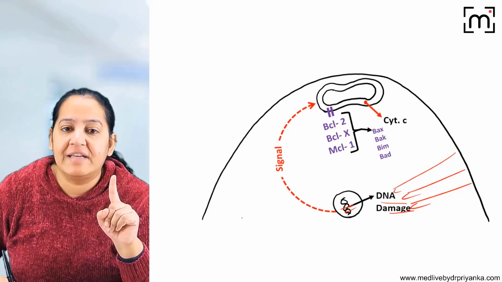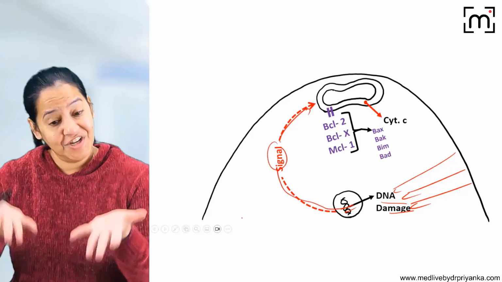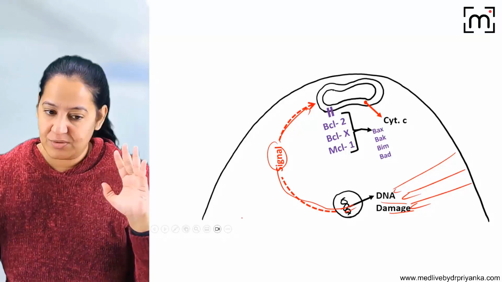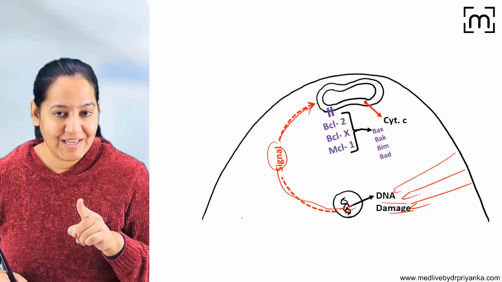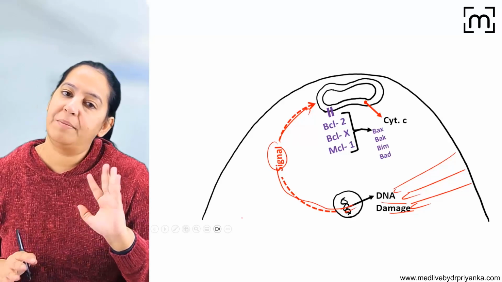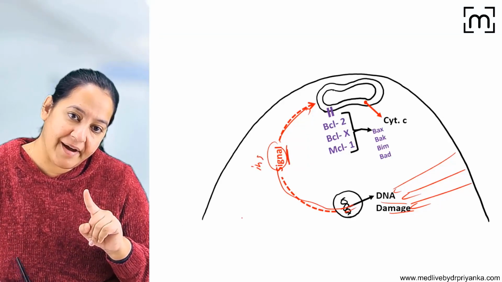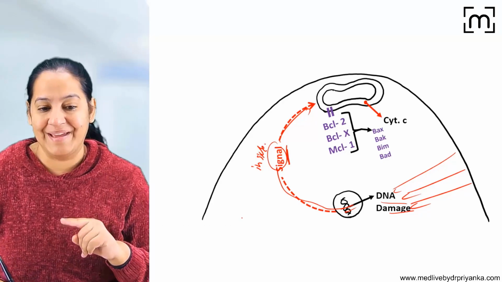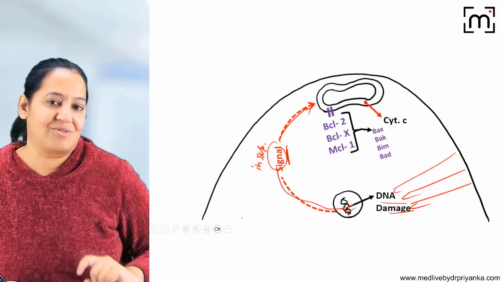Now this damaged DNA will give the signal to the mitochondria that I'm gone. Initiate the process of suicide. Let's do the suicide of the cell because I cannot be repaired. Got my point? So this DNA is giving the signal to the mitochondria: please initiate the suicide. Here the signal is coming from inside of the cell. That's why it's the intrinsic pathway. It is not coming in the form of a ligand, in contrast to the last, extrinsic pathway.